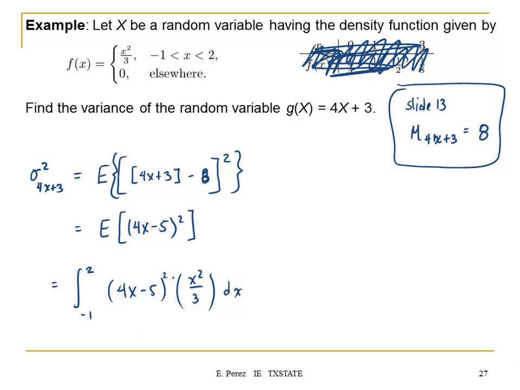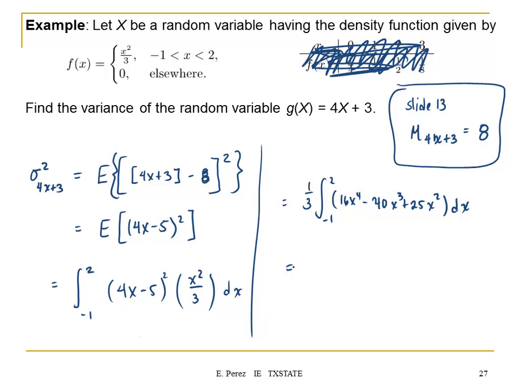Okay? So this is going to be equal to 1/3 the integration from -1 to 2 of 16x to the 4 minus 40x cubed plus 25x squared dx. And if we solve all that, after 30 minutes, you'll get this.